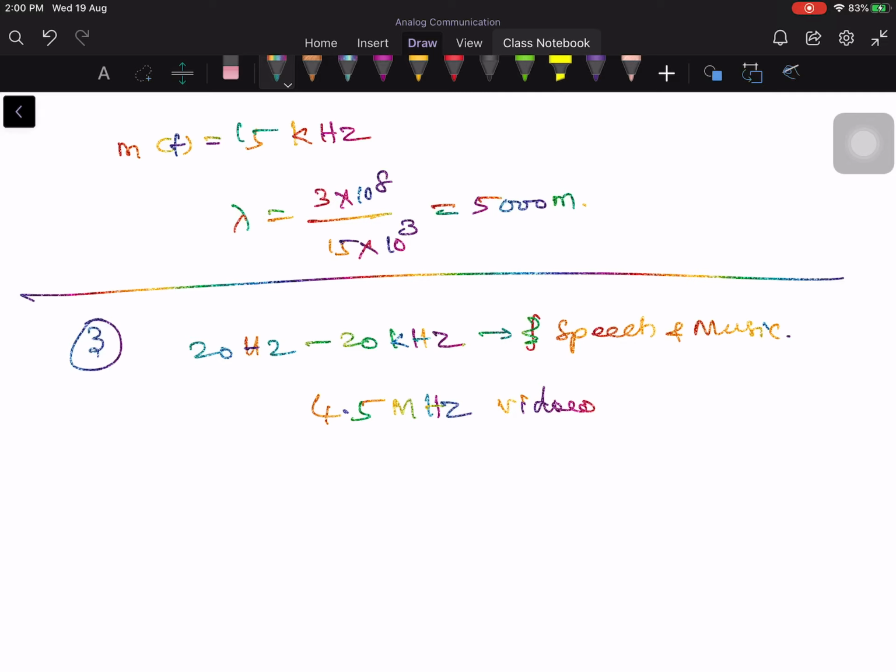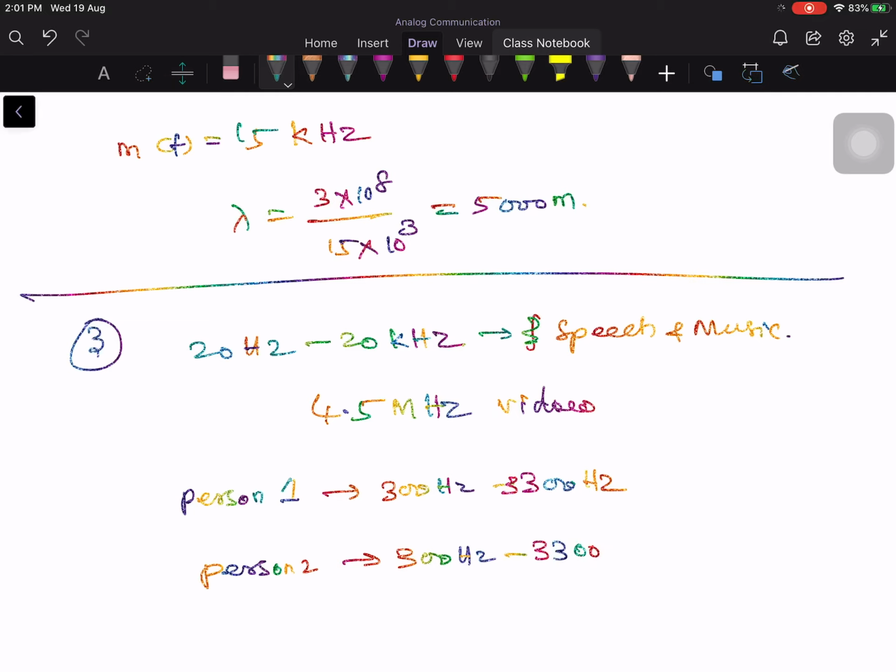For example, let's say person 1 is talking in the frequency range 300 hertz to 3100 hertz. Person 2 is also speaking in the same frequency range. That is a problem. You take another person. If all of them start to speak together, then all the signals will mix up with each other, and finally you cannot separate them out.